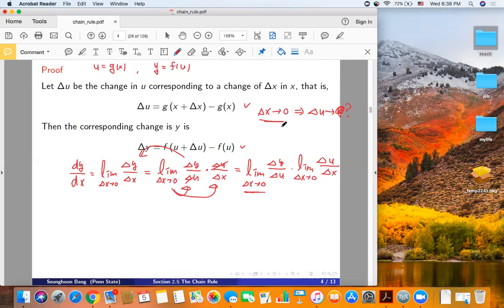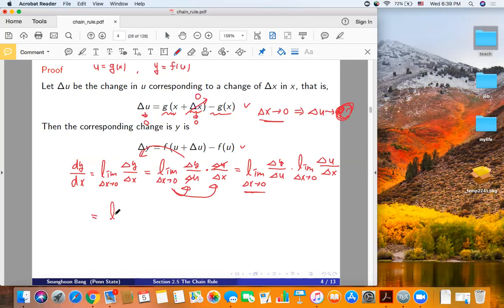Christine said 0. Yeah, that makes sense. Here, delta x approaches 0. What happens to delta u? This is going to 0. Delta x approaches 0, so the remaining part is g of x minus g of x, which approaches 0. So we have 0. Delta u approaches 0. So what does it mean?